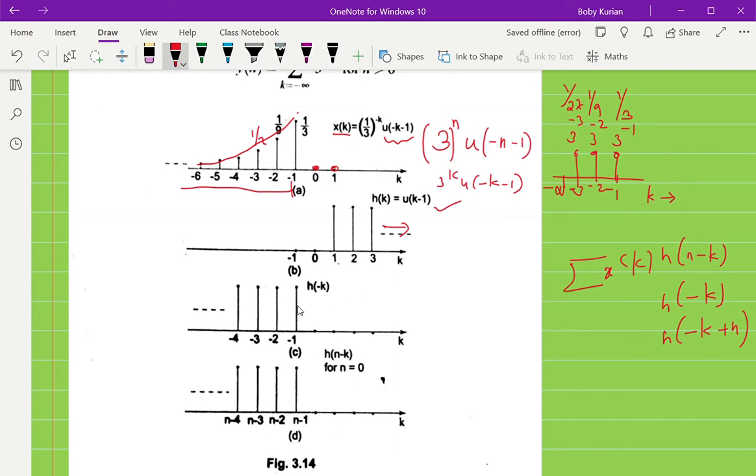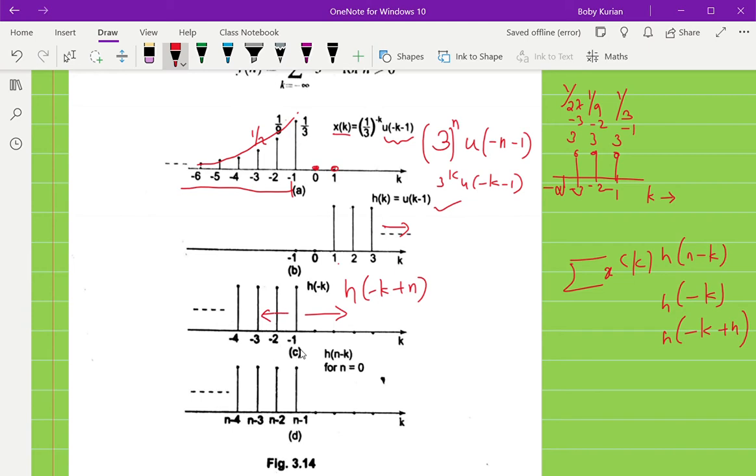So h of minus k we have found here. So this is h of minus k. So minus k plus n. So at n equal to 0 it will look like this. Depending upon the value of n, we can shift this waveform. Since it is minus k plus n, depending upon the value of n, if n is positive it shifts to the right, and if n is negative it shifts to the left.